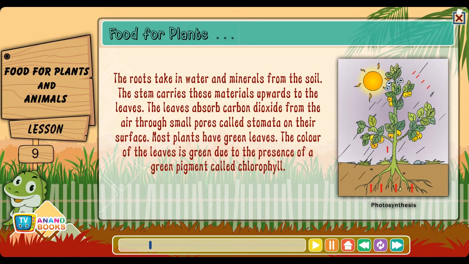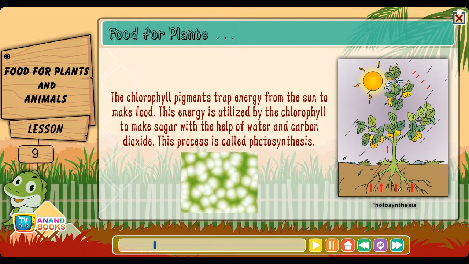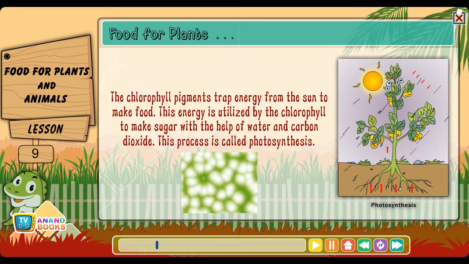Most plants have green leaves. The color of the leaves is green due to the presence of a green pigment called chlorophyll. The chlorophyll pigments trap energy from the sun to make food. This energy is utilized by the chlorophyll to make sugar with the help of water and carbon dioxide.